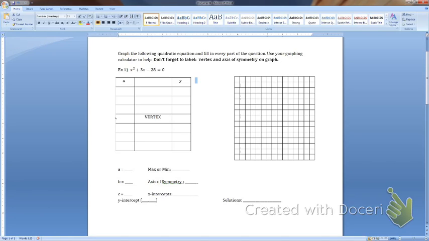Alright, do you guys remember what we do now that we have negative 1.5? Yes, we need to plug it back in for x. So I'm going to get my entire equation, x squared plus 3x minus 28 equals 0. Again, I'm going to plug in a negative 1.5 in for x.